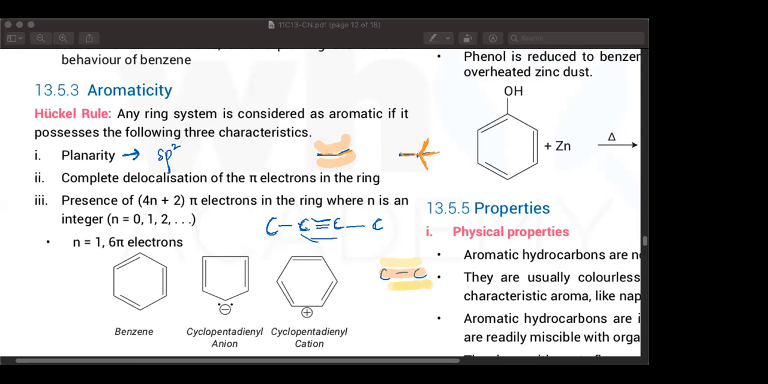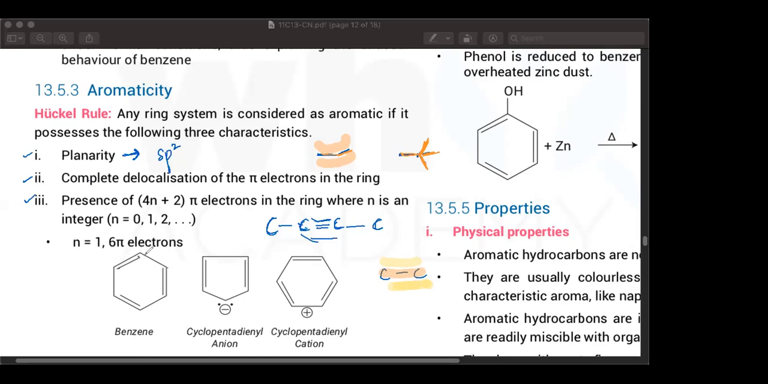So this planarity condition is basically what tells you to look for alternating single and double bonds. That way, all of the atoms involved in that ring are sp2 atoms. It'll just ensure that. Second, there needs to be complete delocalization of the pi electrons in that ring. And third, these are basically the rules that you can apply to see whether something is aromatic or not.